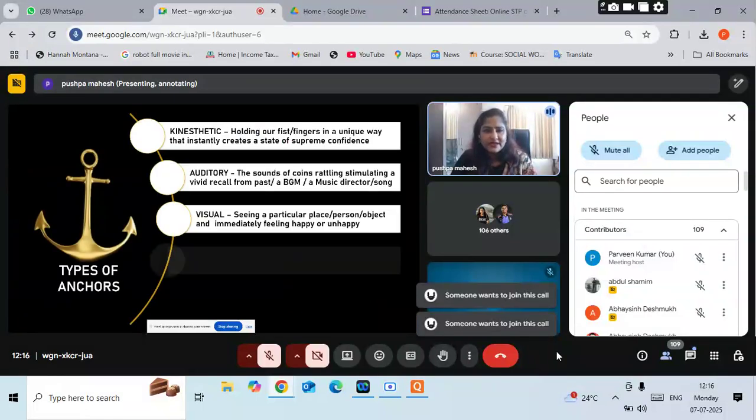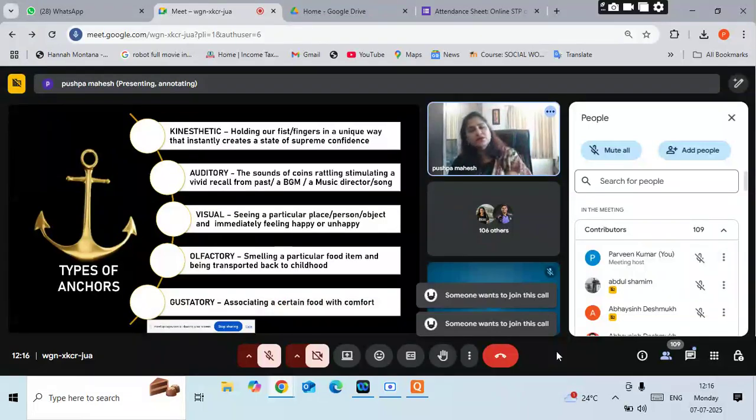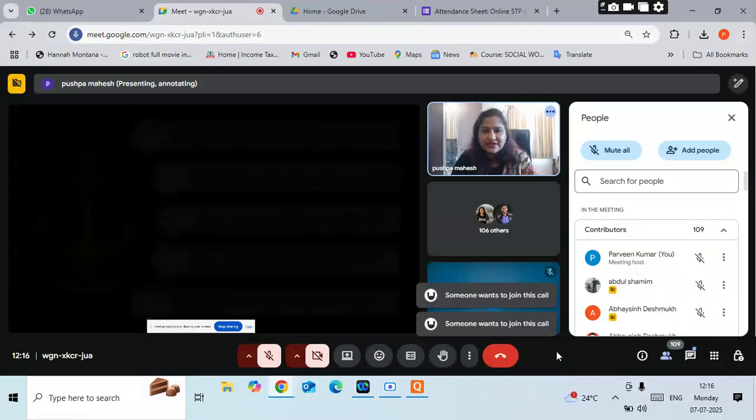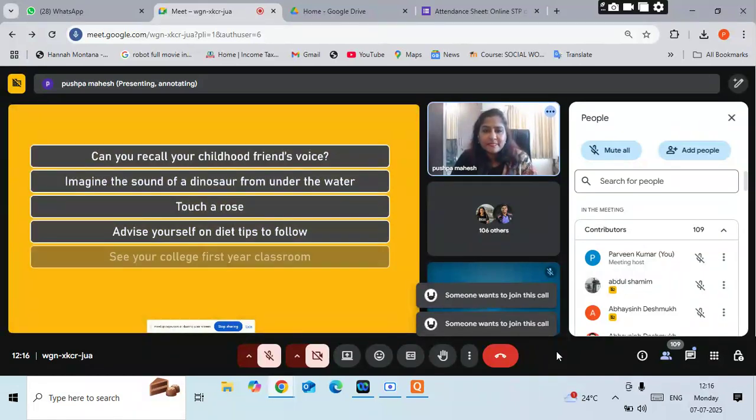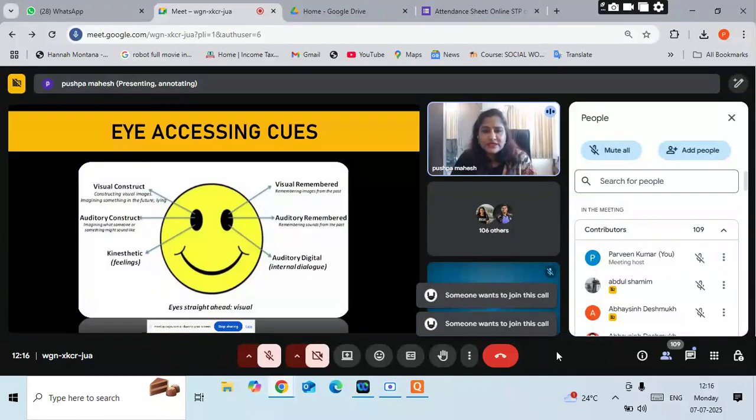There are many types of anchoring that we can do. All these are tools in NLP. They're not techniques, they're not patterns as we call them, they're not therapies. These are simple tools that we can work on ourselves and we can use in therapies as well. So, the types of anchoring that we can do are again the five sense organs: kinesthetic, auditory, visual, olfactory, and gustatory. So, I'm going to quickly take you through these.